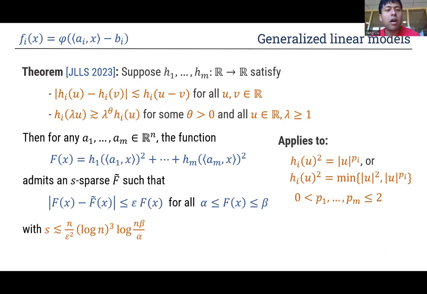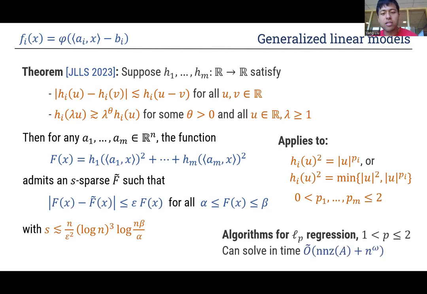Our framework, these hypotheses above, applies for the functions h squared is u to the p, so basically p-th power functions when p is at most 2, and also when these h_i squared functions are exactly the gamma functions mentioned earlier. So we achieve sparsifying gamma functions. And thus, we get a high accuracy algorithm for L_p regression when p is between 1 and 2, and it runs in time nnz(A) plus n to the omega, which is nearly optimal for the current value of omega.